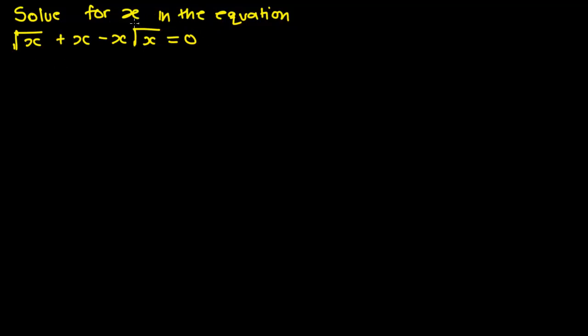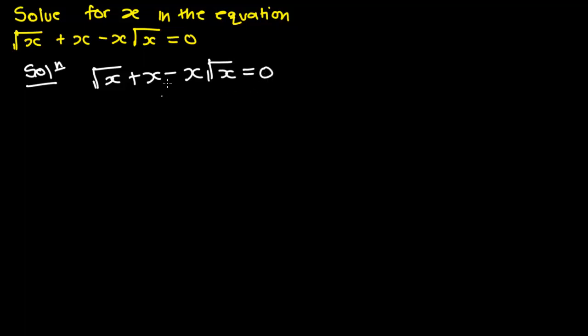In this video, we want to solve for x from this equation: the square root of x plus x minus x multiplying the square root of x is equal to 0. So stay tuned and let's learn together. Now we're given square root of x plus x minus x multiplying square root of x is equal to 0.